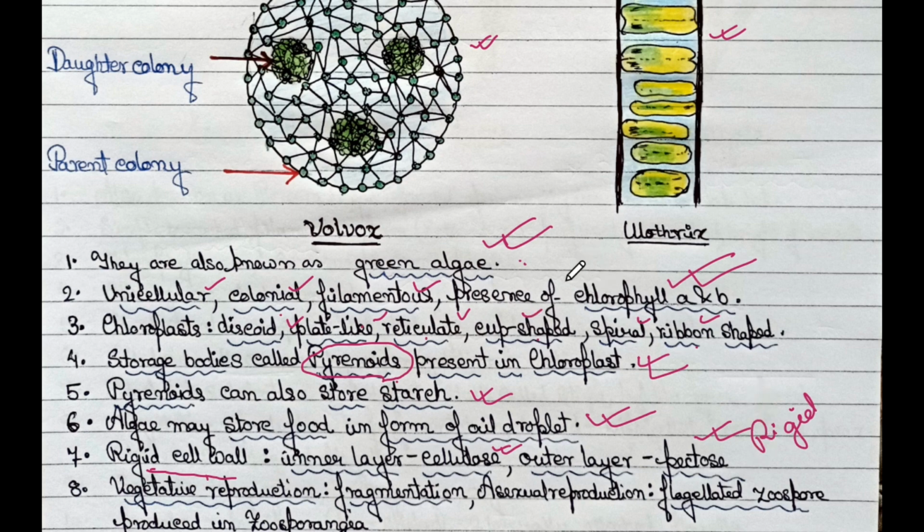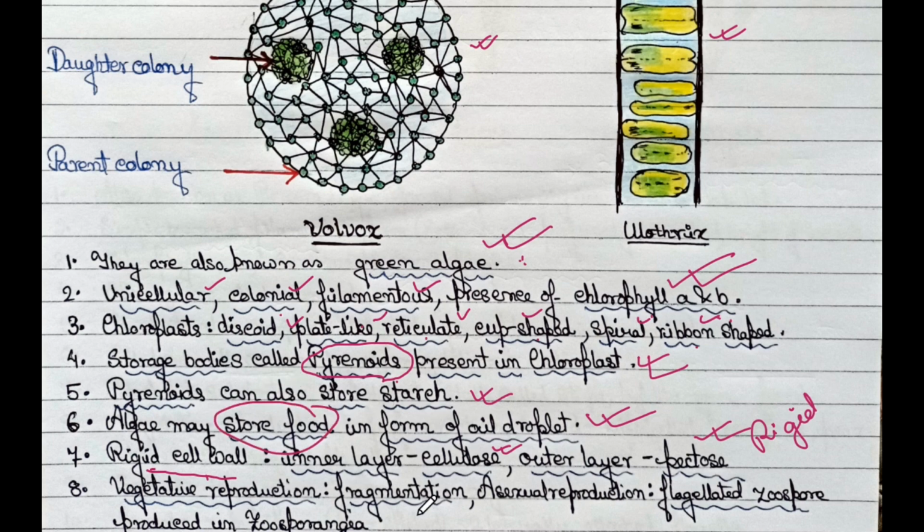Okay, till now what are the points that we have read? It is also known as green algae. Why? Because it has chlorophyll A and B, and it can exist in the following forms, that is unicellular, colonial, filamentous. Chloroplasts are of the following shapes: discoid, plate-like, reticulate, cup-shaped, spiral, ribbon-shaped. There is one interesting feature, that is the presence of pyrenoids inside the chloroplast, and it can store starch. Algae can also store food in the form of oil droplets.